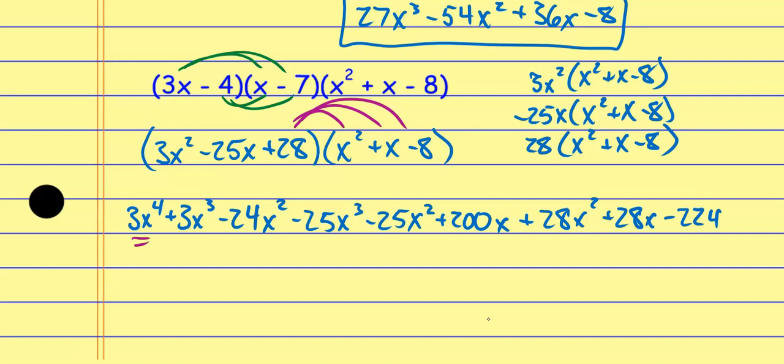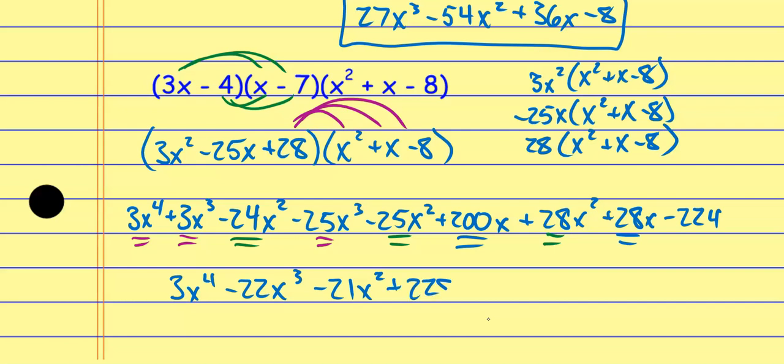So I start with the x to the 4th power. That's a 3x to the 4th. And now with the x to the 3rd powers, there's one here, and when I combine those, that gives me a negative 22x cubed. And now I look for the x squareds. There's 3 of those, actually. One here, and one here. And so as I combine those, it looks like it gives me a negative 21x squared. And then I look for the x's. Let's see what I got here. 200x and a 28x. That's a 228x. And then the minus 24 is nothing to combine with, so it stays the way it is.